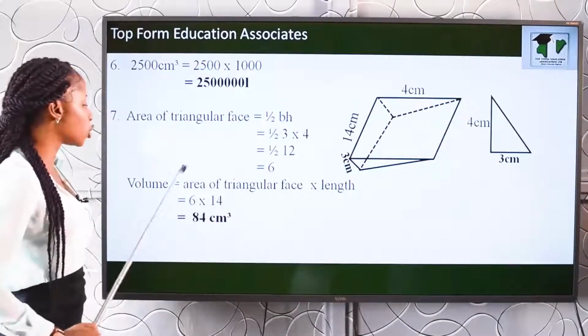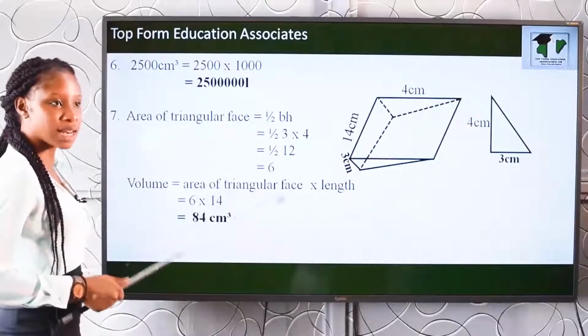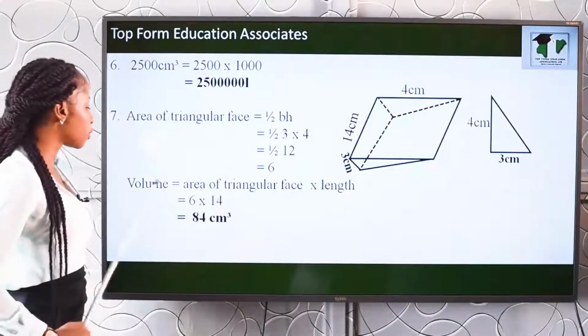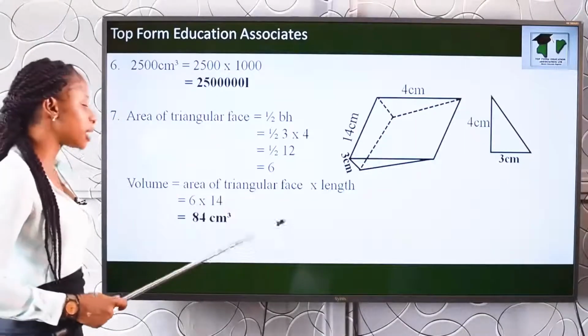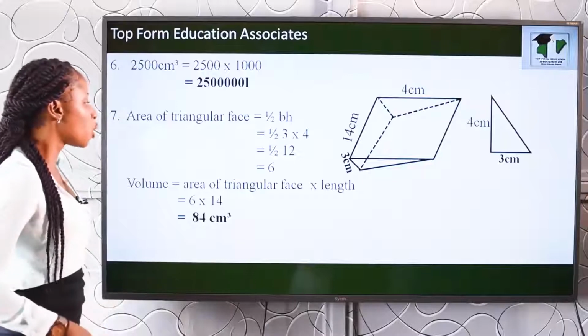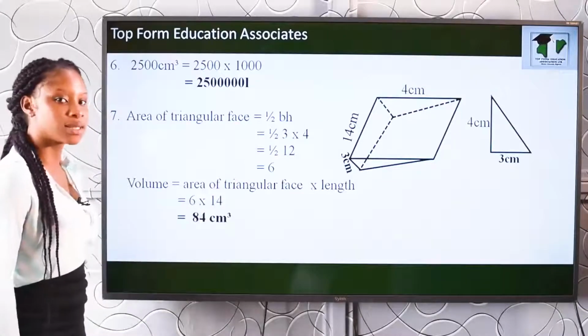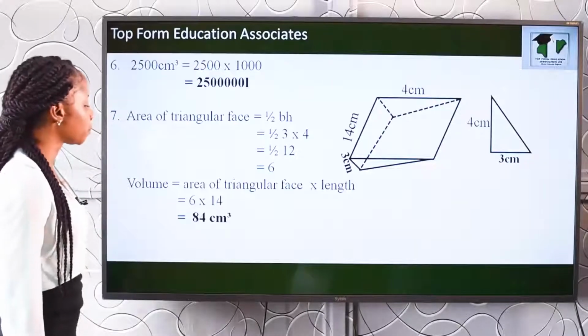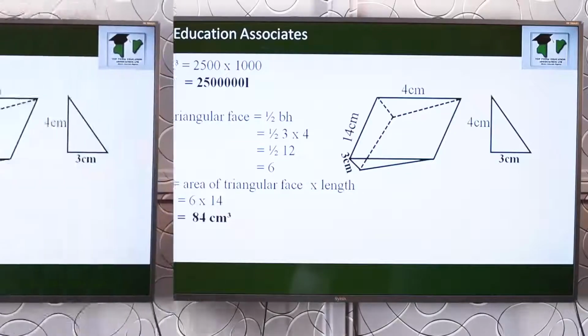To look for the volume, we multiply the area of the triangular face by the length. The formula for volume is area of triangular face multiplied by the length. When you do the multiplication, we have the volume of this prism as 84 centimeters cube. If you got that answer correct, put your hands together for yourself.